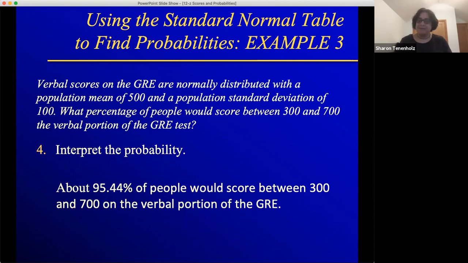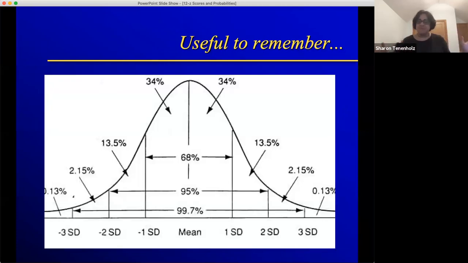Questions there? Does everybody see how we're manipulating these numbers from the table? Okay. I realize that this is the end of this particular set of notes, but there's one more thing I would like to share with you. It's just some useful numbers to remember.